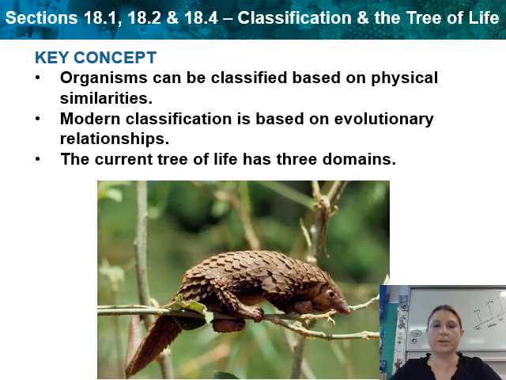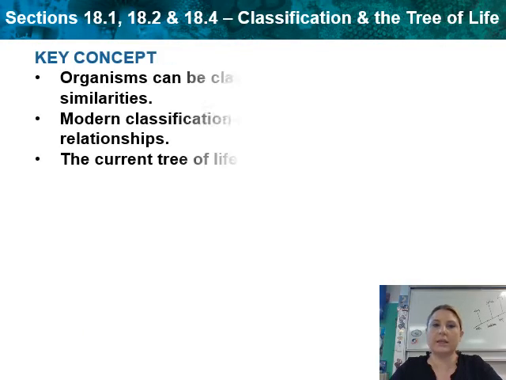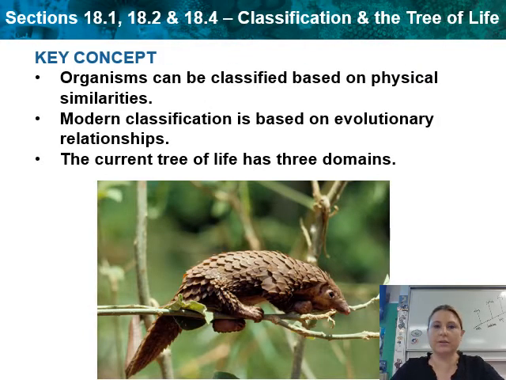Hey guys, so here we are, sections 8.1, 8.2, and 8.4, which is classification and the tree of life. We have three key concepts for this section. Organisms can be classified based on their physical similarities. Modern classification is based on evolutionary relationships. And the third one, the current tree of life, has three domains, and we're going to talk about each of these in just a moment.